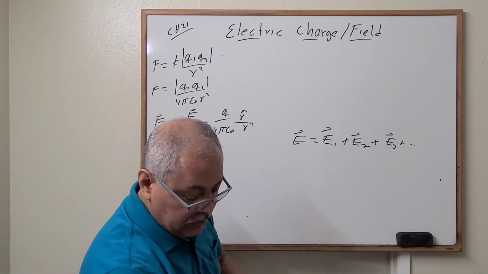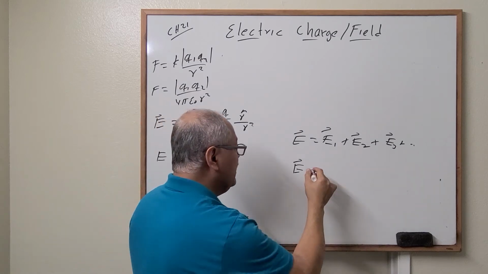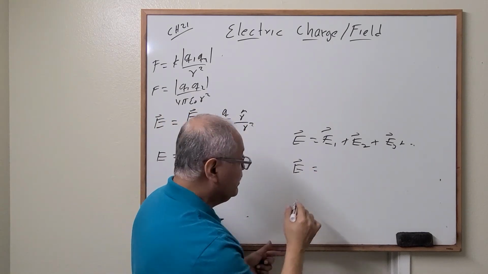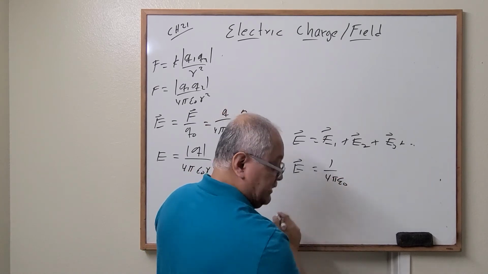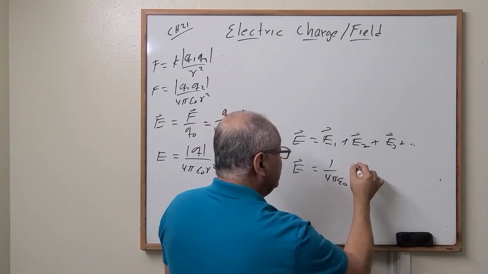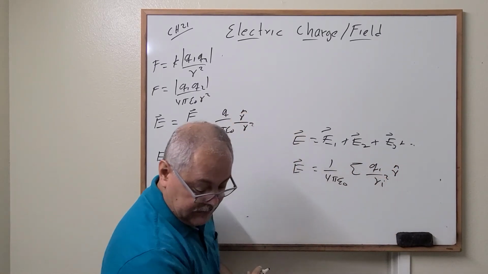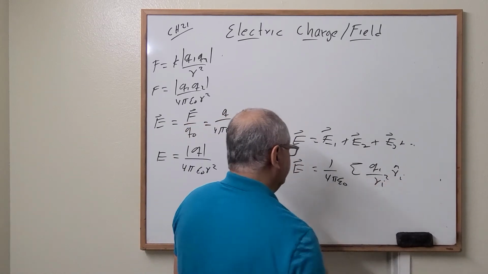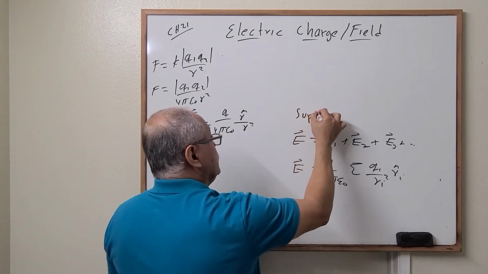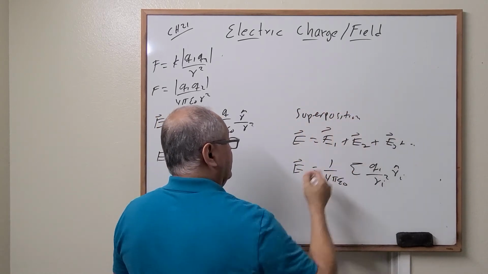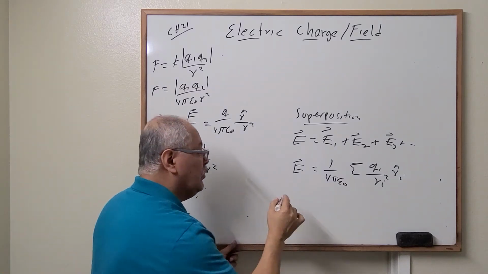Perfect. Now we want to find the total electric field. We can use this technique right here. It is equal to 1 over 4 pi epsilon naught times the sum of Q sub i over r sub i squared, in this direction. Okay, this is using superposition. We can use this formula, or we can use the other one, this one.